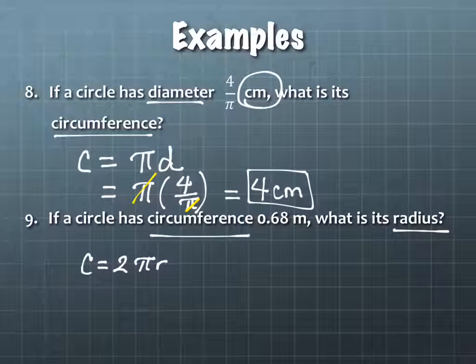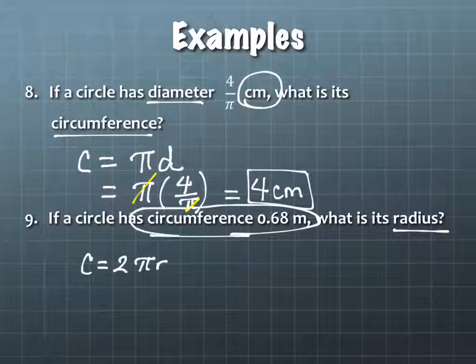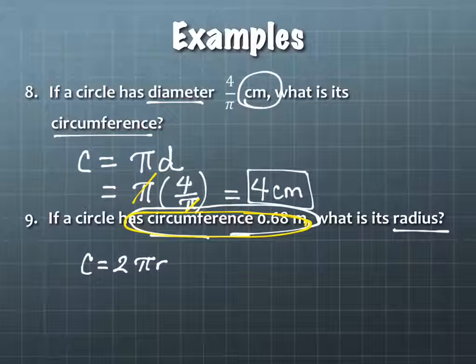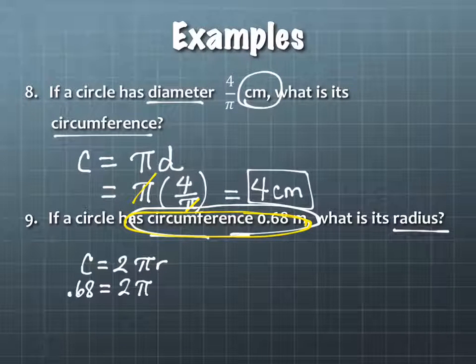But at some point along the way, this is what will happen. They will give you the circumference, and ask you to find the radius. So you need to be careful, and when talking to kids about these quantities, tell them to be careful about which one they're actually given. This one says the circumference is equal to 0.68. So make sure you plug the 0.68 in the right place. Which letter does the 0.68 go in for? C. So 0.68 goes on the left, 2 pi r on the right. Then what?